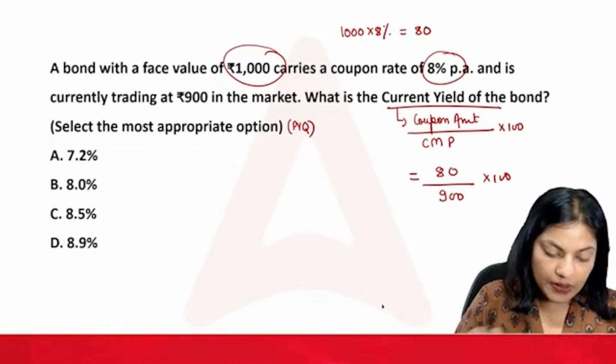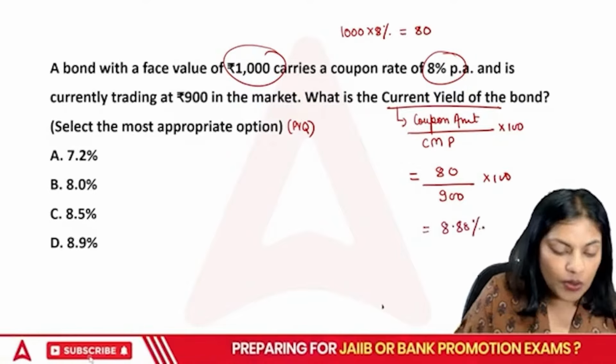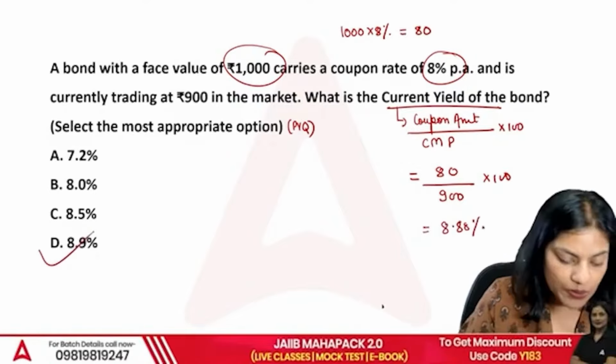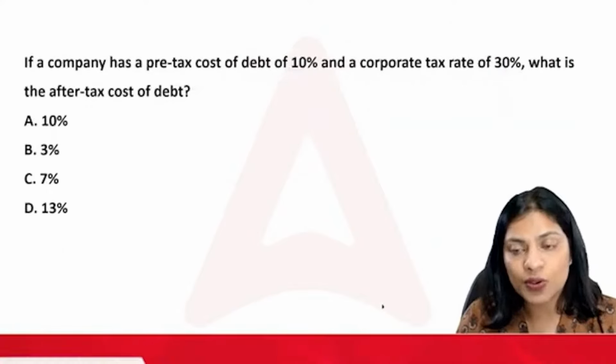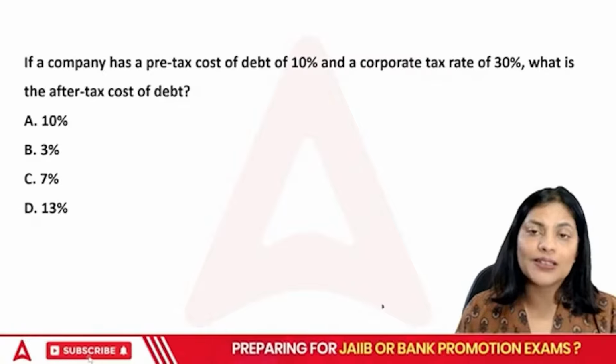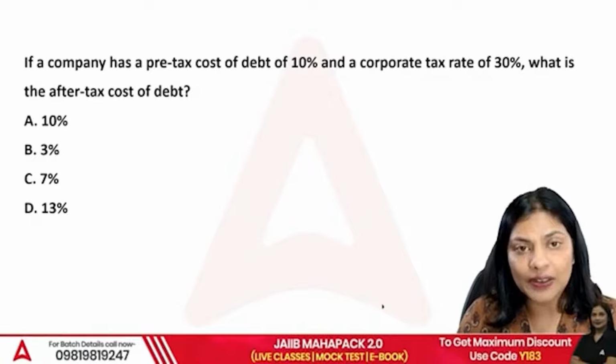80 divided by 900 will give you 8.88%, or you can say it as 8.9%. Then, if a company has a pre-tax cost of debt of 10% and a corporate tax rate of 30%, what is the after-tax cost of debt?